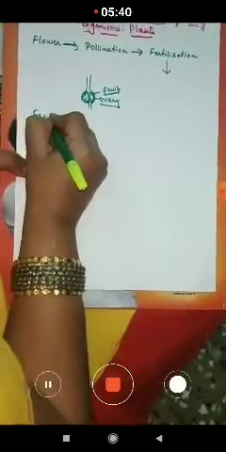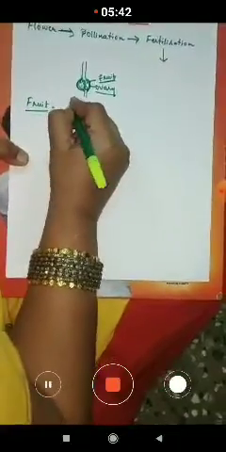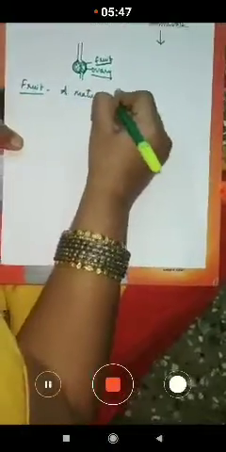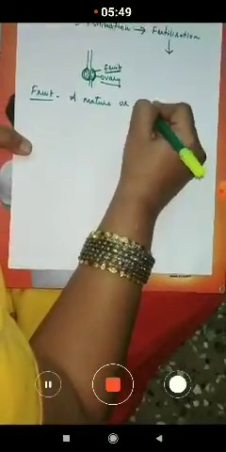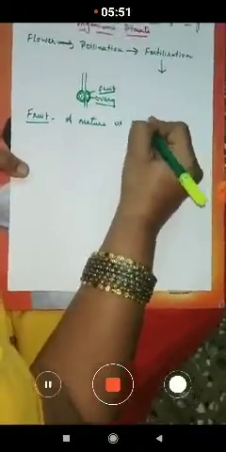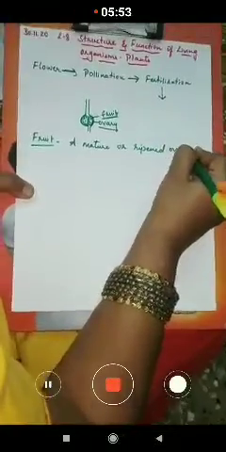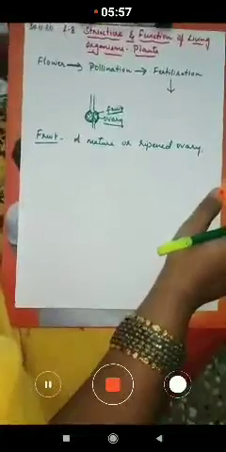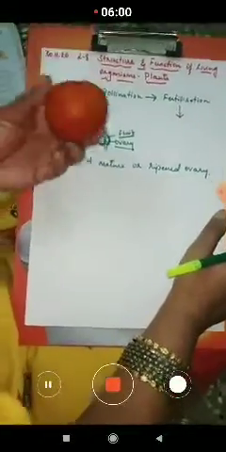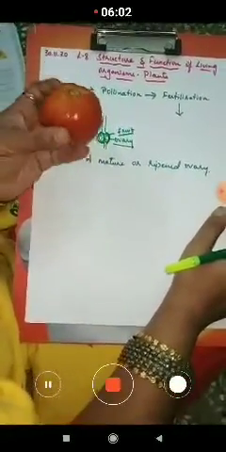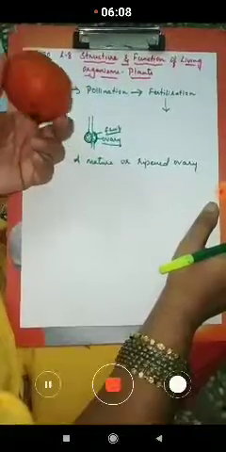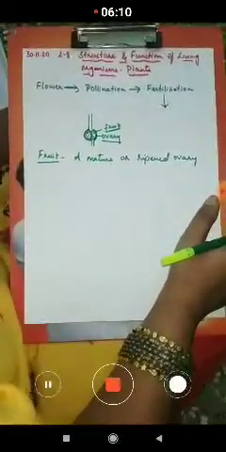So we will define the fruit as a mature or ripened ovary. The fruit is nothing but the ovary, children. Here you can observe this tomato, it is called a fruit. How can we define a fruit? It is defined as a mature or ripened ovary.